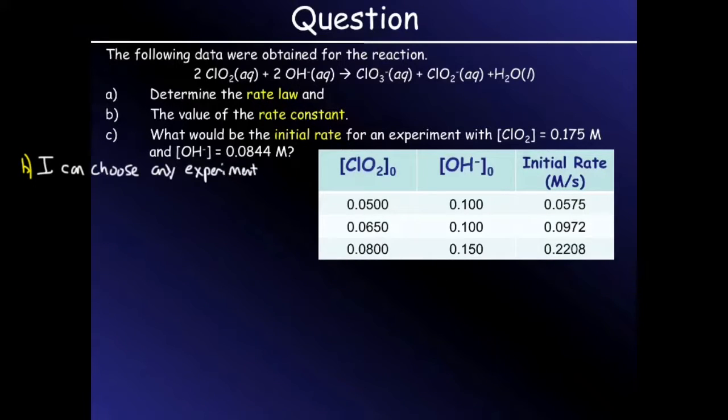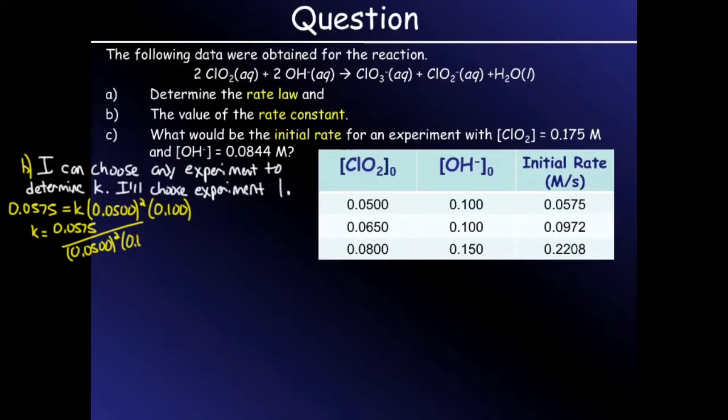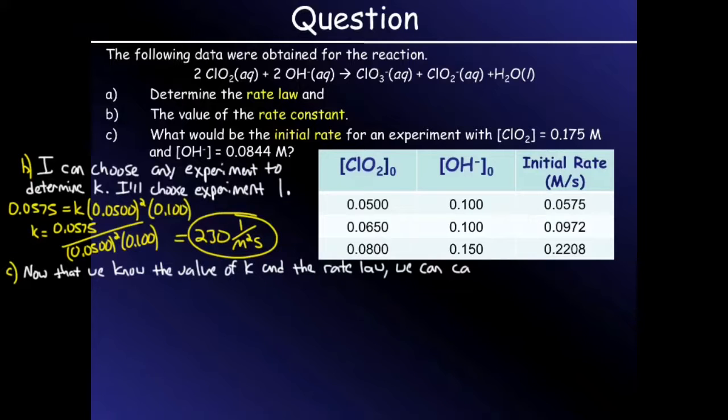So now we know that the rate law is rate is equal to K multiplied by ClO2 to the second power and hydroxide to the first power. I could then choose any of the experiments to determine my K value. In this case, I will choose experiment 1, plug in the concentrations, the rates, the exponents, isolate K, and I get a K value of 230. Now, I need to remember that the overall order of the reaction is third order, so the units on my rate constant are going to be 1 over molarity squared times seconds.